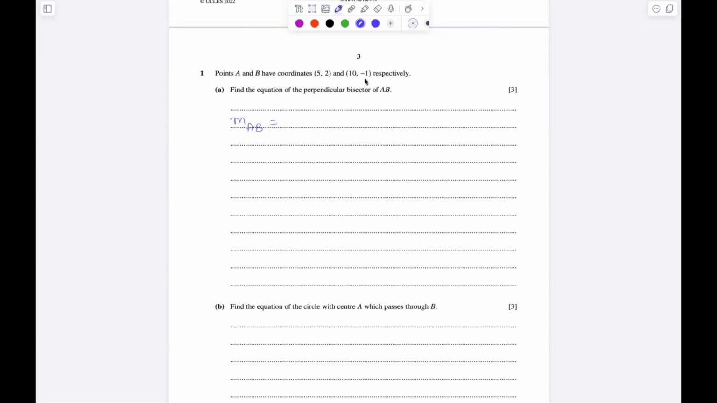So the gradient of AB will be y2 minus y1 over x2 minus x1. So that will be -1 minus 2 divided by 10 minus 5, which will be equal to -3/5. Now, as the perpendicular bisector is perpendicular to AB, and the gradient of AB is -3/5, the gradient of the perpendicular bisector will be the negative reciprocal. So we can write that the gradient of the perpendicular bisector will be equal to positive 5/3.